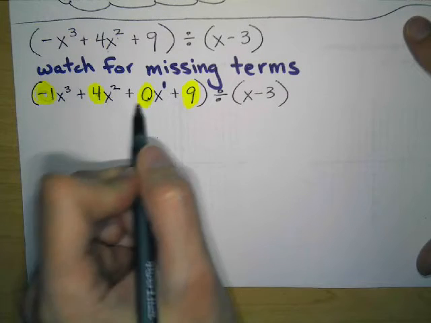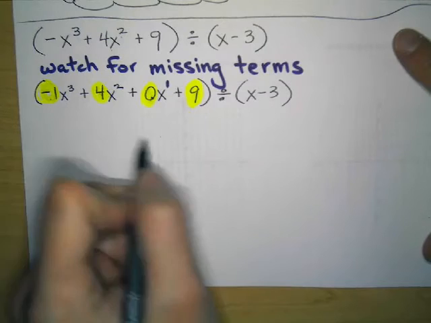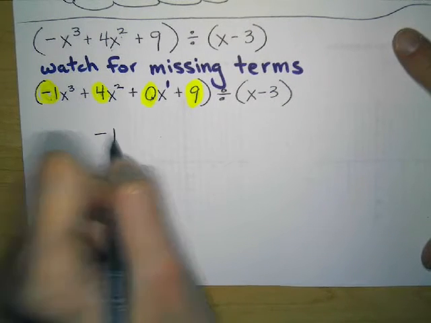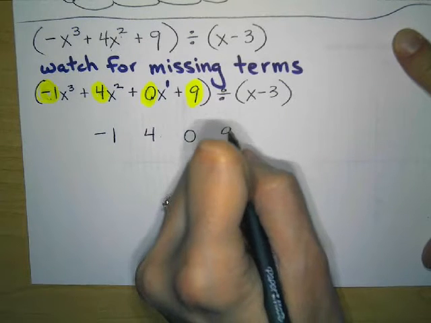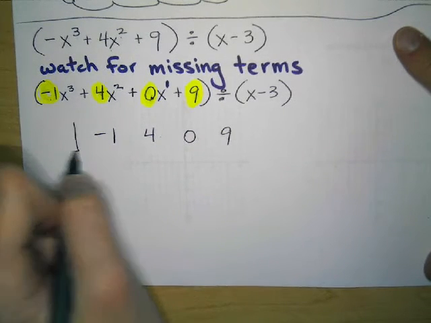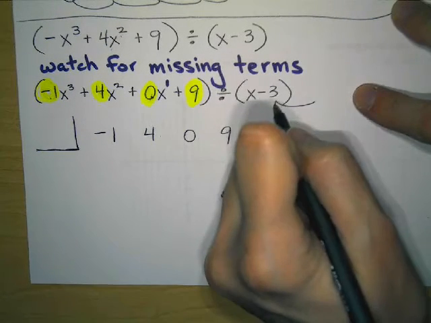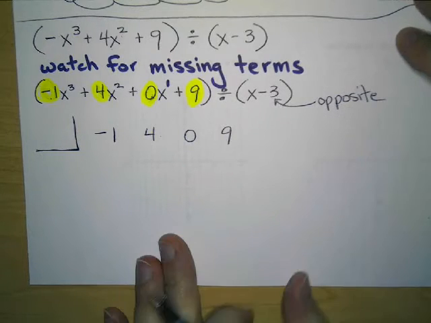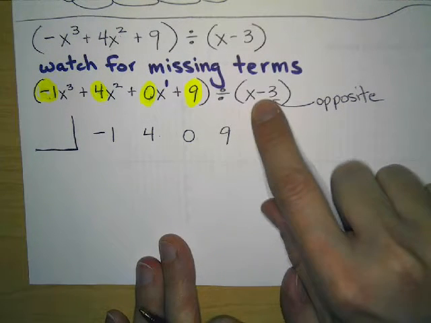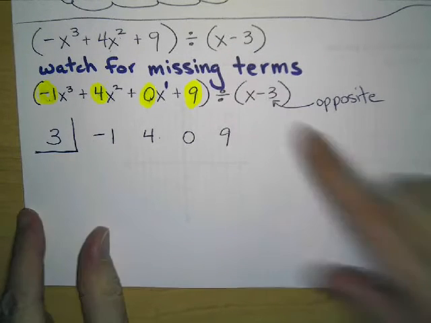We're going to use the coefficients, the numbers in front that I'm highlighting now. To do the synthetic division, we're going to put -1, 4, 0, and 9. And then in a box in the front, you're going to put the opposite of this number. What's the opposite of this -3? So we're going to put a 3 in the box.